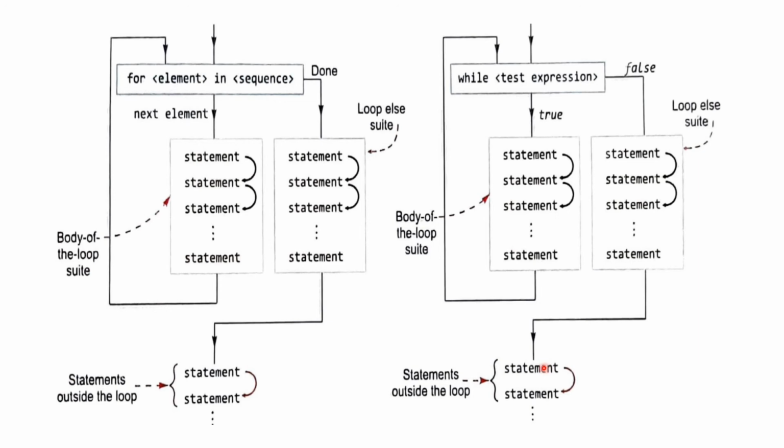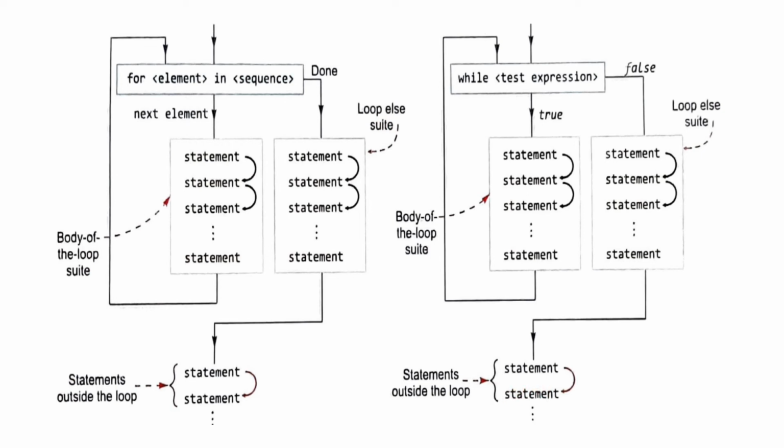So when the else part is available in a for loop, it is executed after the loop and then the other statements are executed. In the same way in a while loop, when the condition is false, the loop else suite will be executed and then the other statements. But suppose in between a break executes, then this part is skipped and only the statement outside the loop is executed.